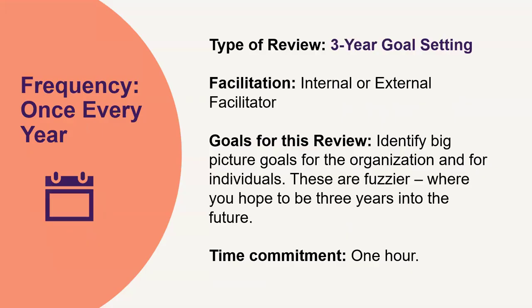Now, once a year internally, we suggest that you have a 1 hour big picture goal setting meeting. Now, these are pretty fuzzy. Just as our future vision for the organization was fuzzy, so should your 3 year goals be. They're fuzzy enough that you can be flexible, but you can also head in that direction.